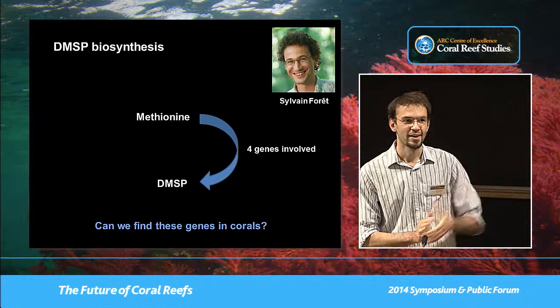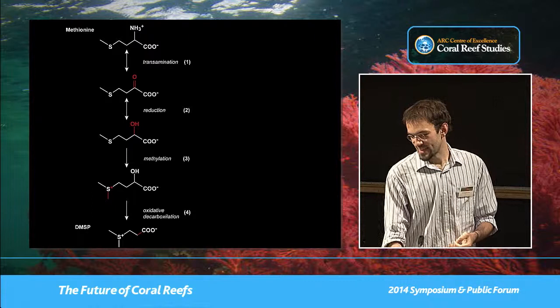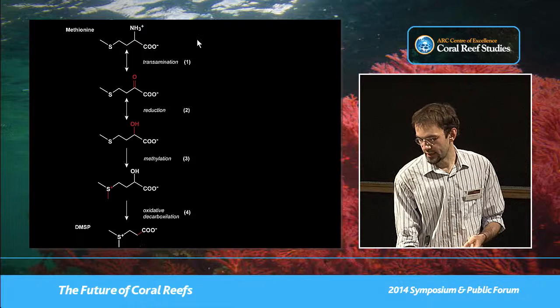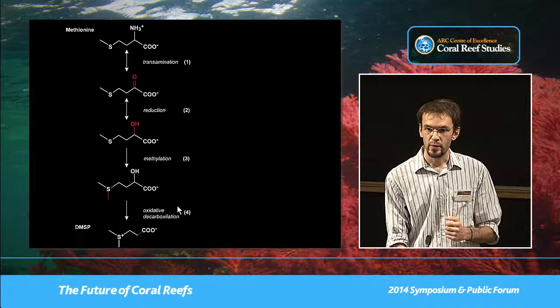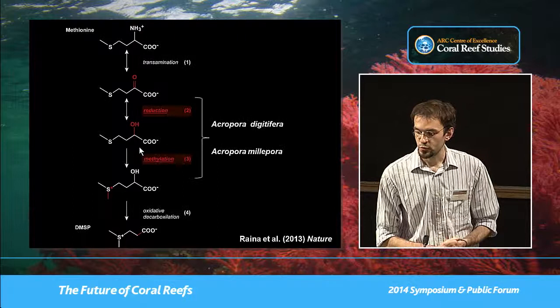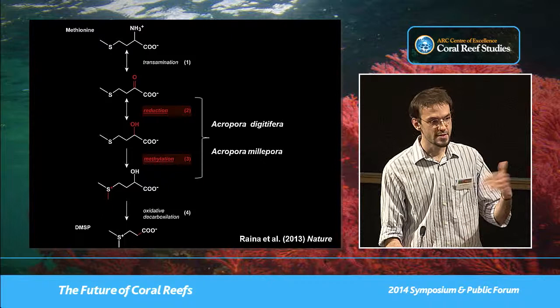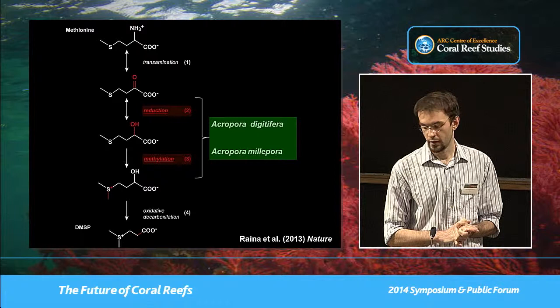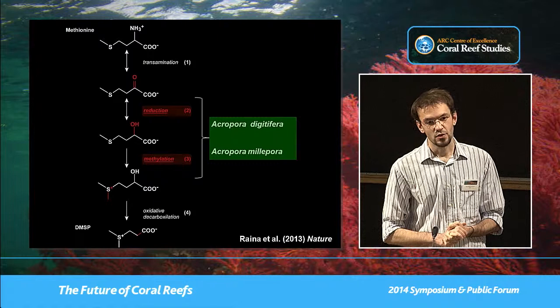So as I mentioned previously, here is methionine. At the bottom, we have the DMSP. And here are the four enzymatic steps required for the biosynthesis. And we looked for the presence of these four genes in the coral genome, and we were able to find two of them in two different coral genomes. And the sequences of these genes were quite different from the Symbiodinium ones. So that highly suggests that corals can produce DMSP on their own.